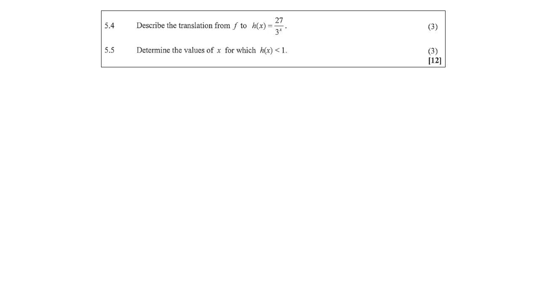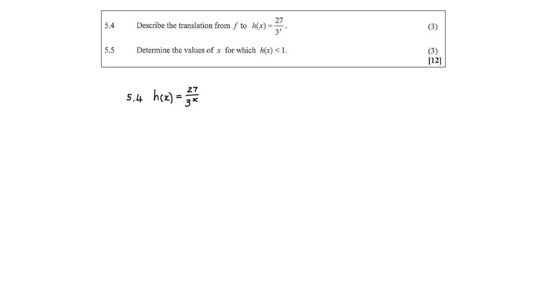Let's discuss question 5.4 and 5.5. Question 5.4, students scored an average of 11%. So make sure that you understand this question. And question 5.5, they scored 42%. Now let's look at question 5.4. Describe the translation from f to h(x) equal to 27 over 3 to the power of x.